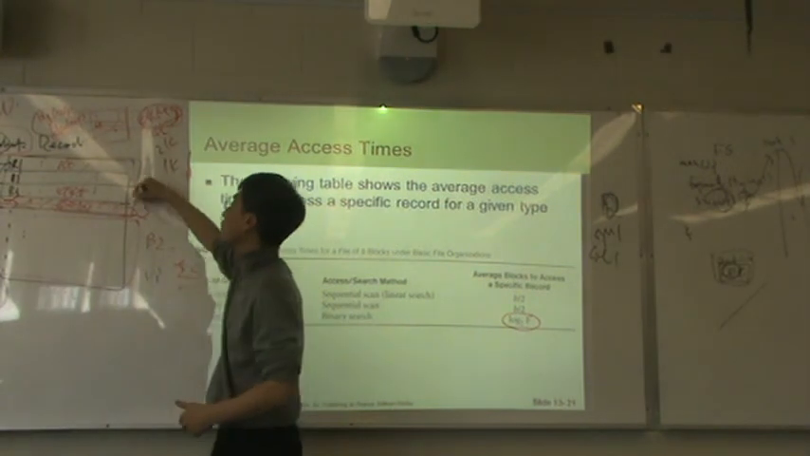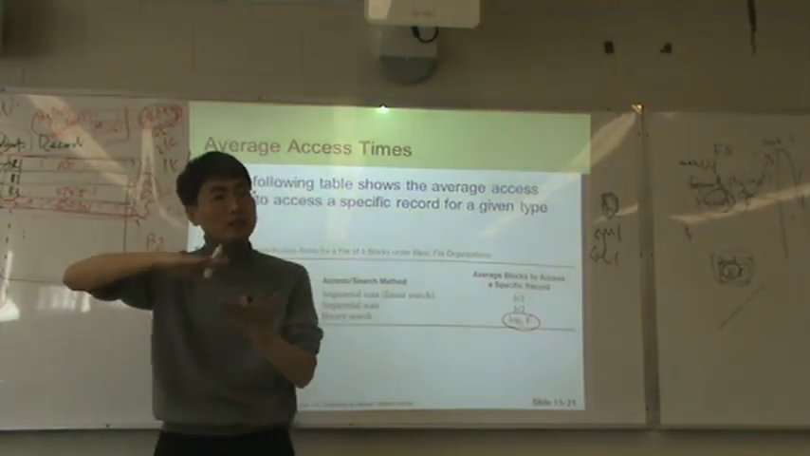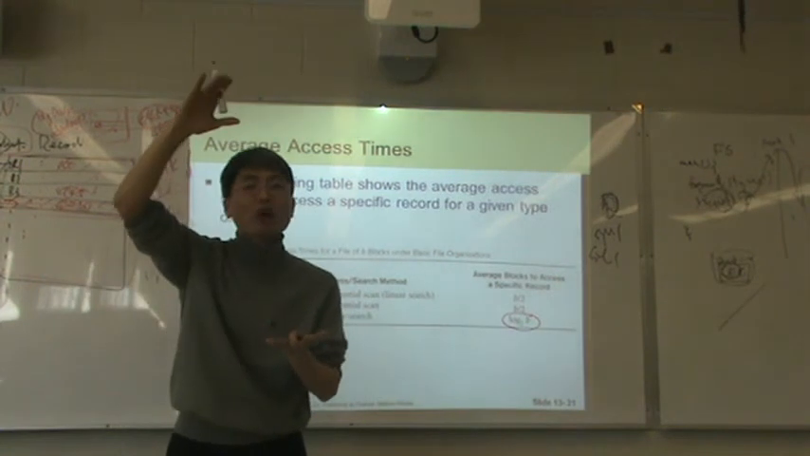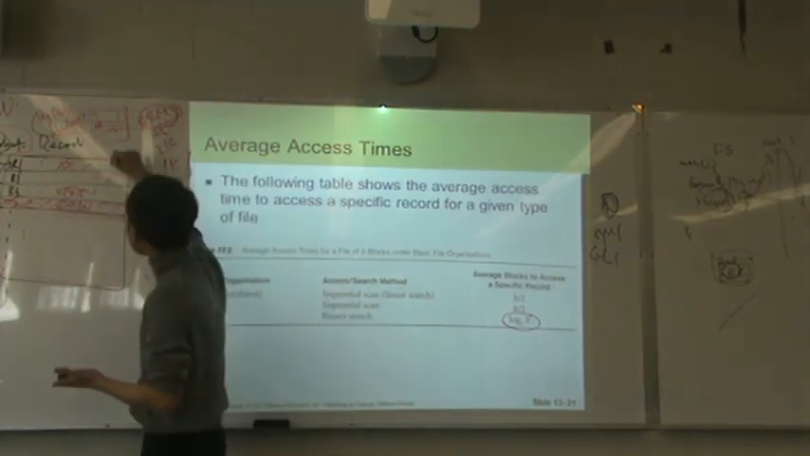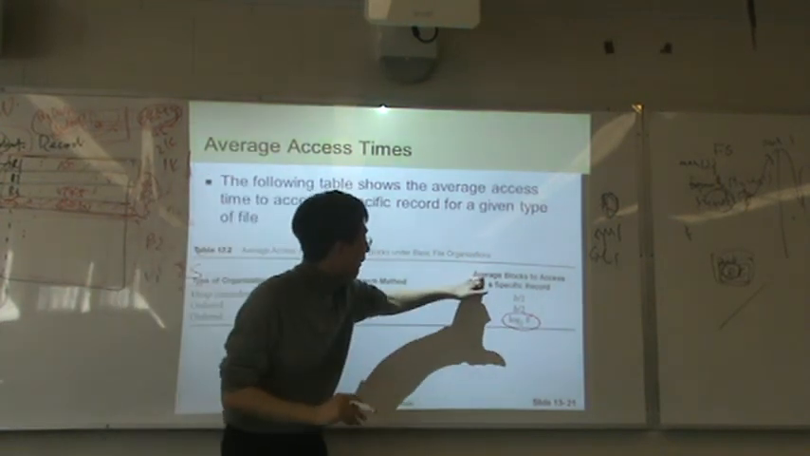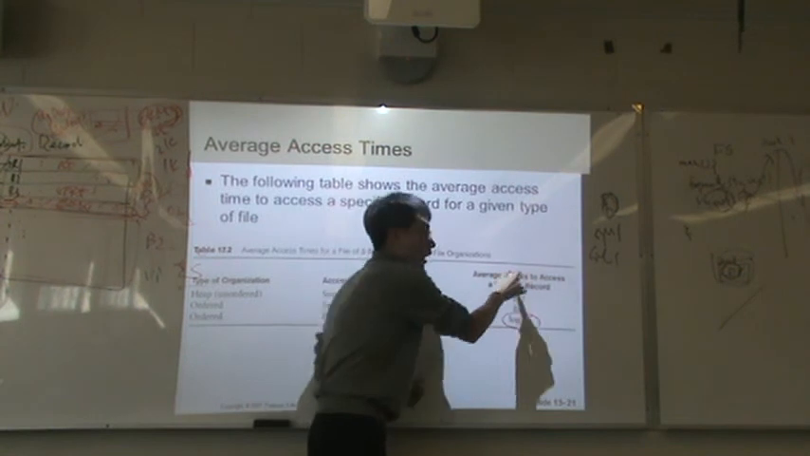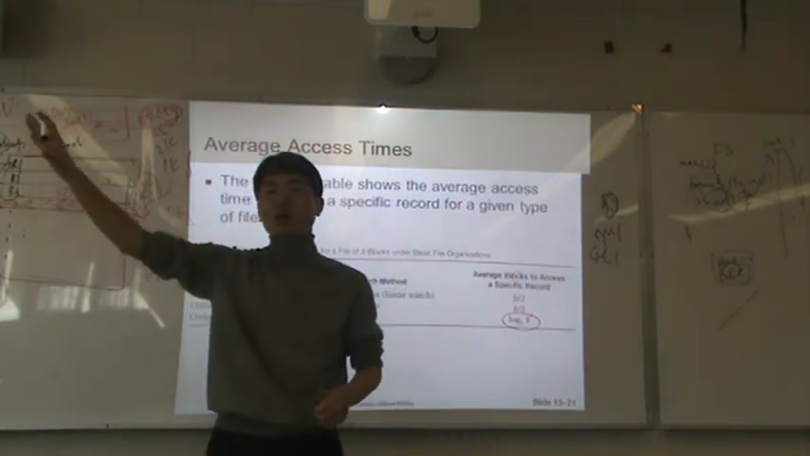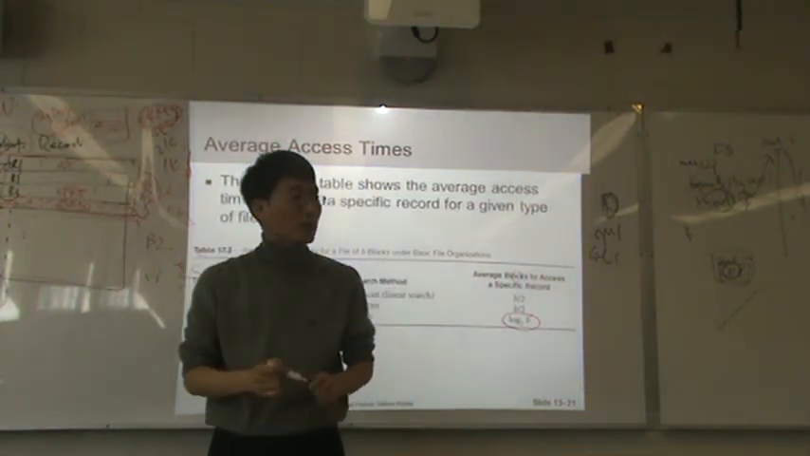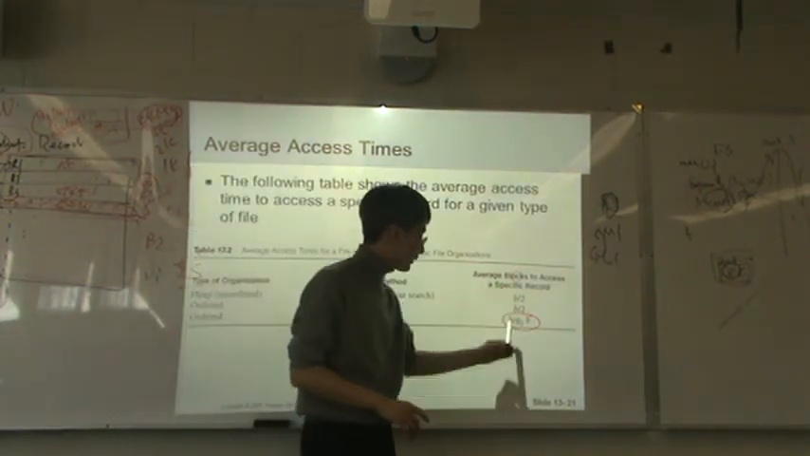As I said, what is a block? A block is the basic unit of input and output. Even though you read one record, it requires the entire block. Same thing with average blocks. That number of blocks will be used for query processing. The query processor will use such a number of blocks later.